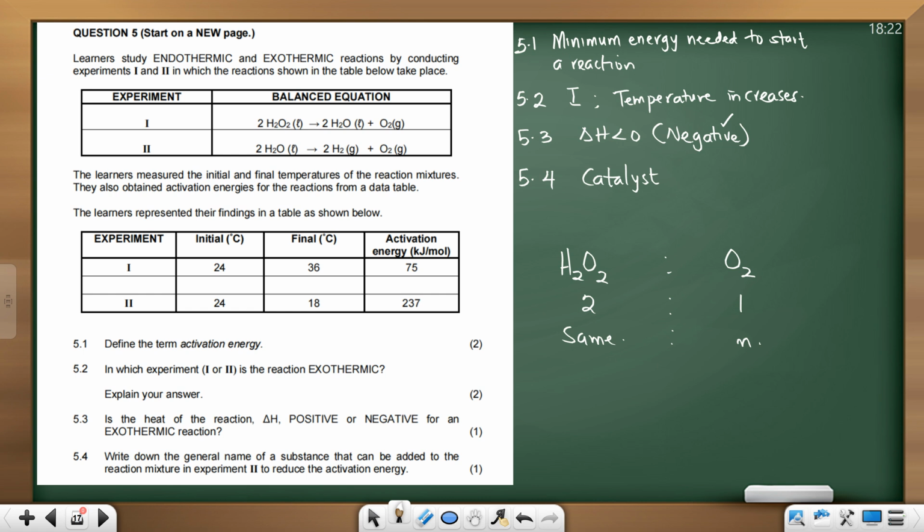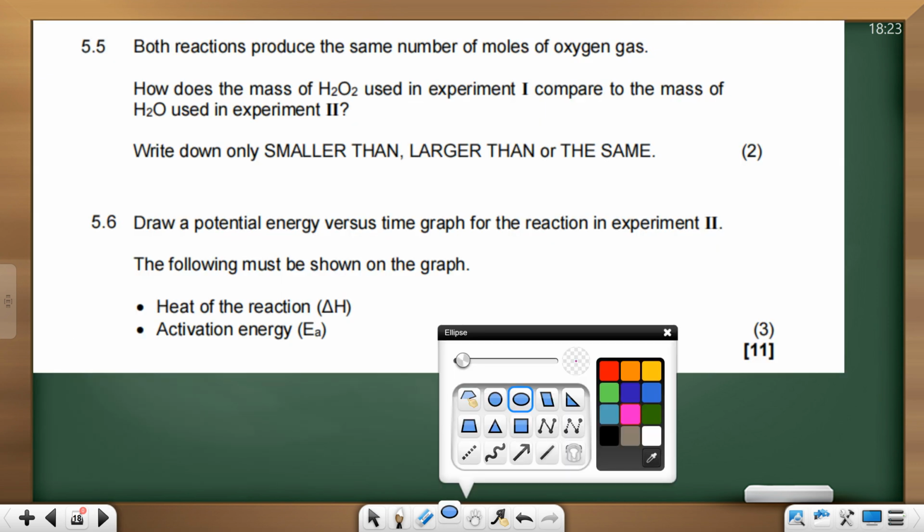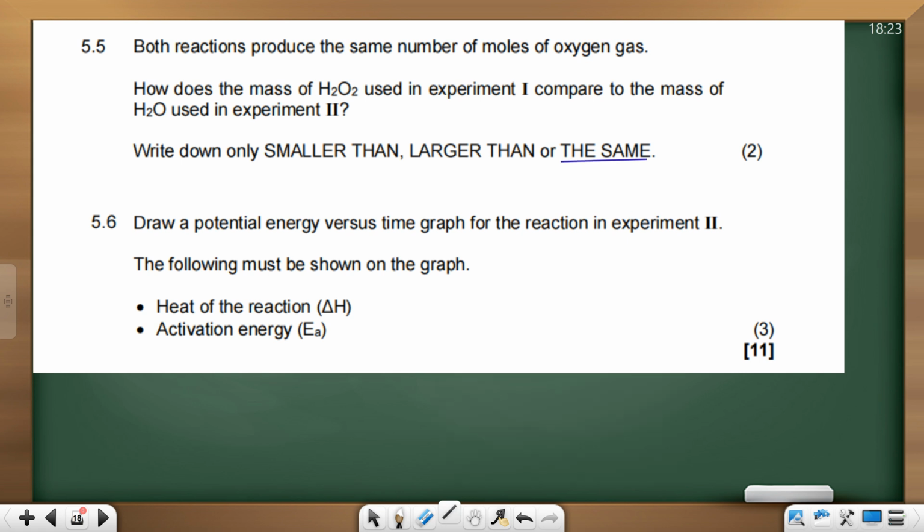Whether it is exo or endo really doesn't matter. Remember I told you, okay, no, that's a different thing. But in terms of quantity, it doesn't really matter. It only means one happens faster than the other. So quantitatively, it actually is the same. Why? Because they told us it is producing the same number of what? Moles.